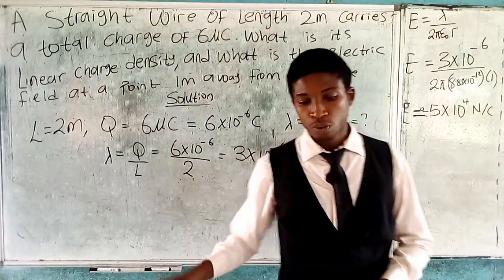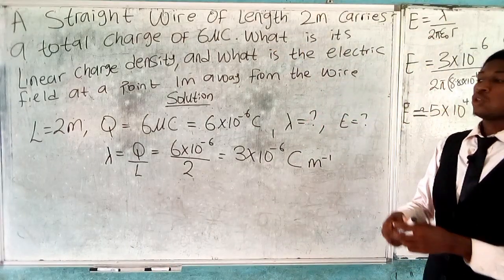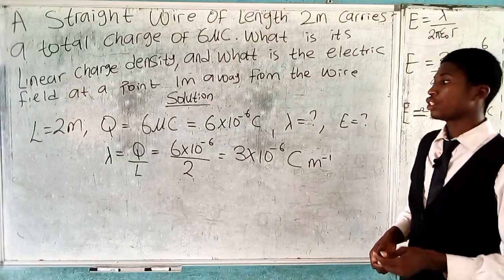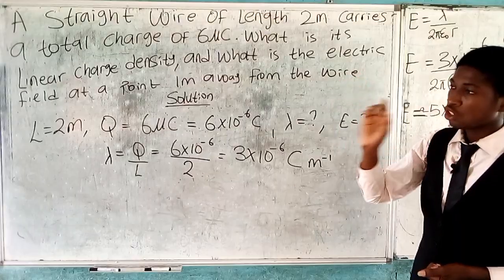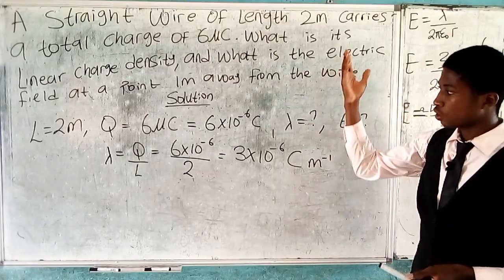So this is some kind of question. Remember very well: for a straight line, a straight wire, we have to use linear charge density, right? Because the linear charge density is charge divided by its length. So anytime you see a straight wire, your mind should go towards linear charge density. So this is how to solve this kind of question.